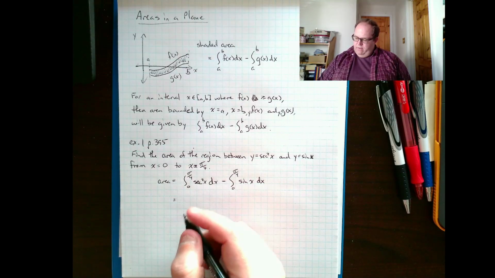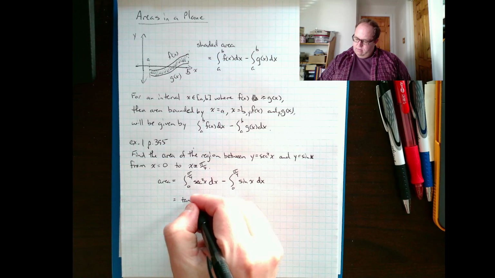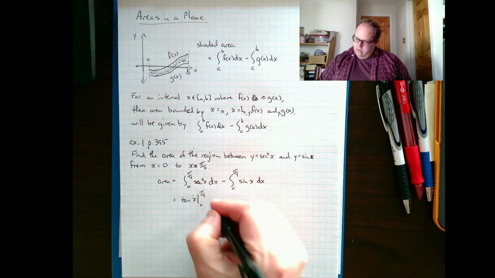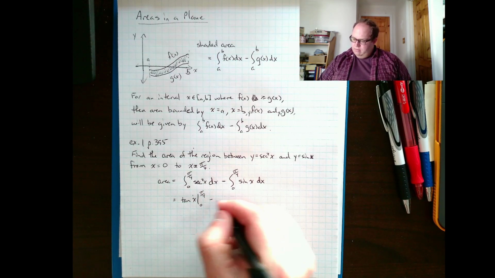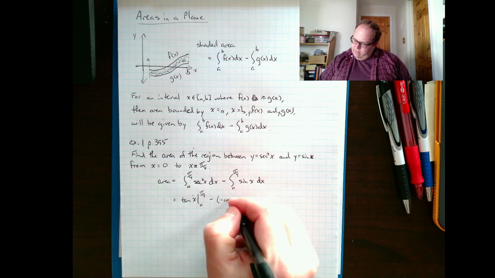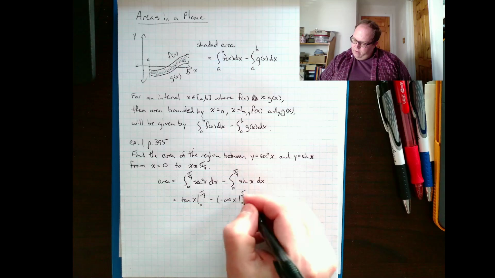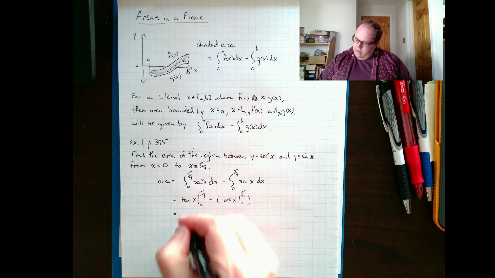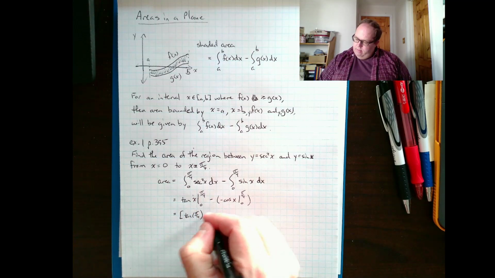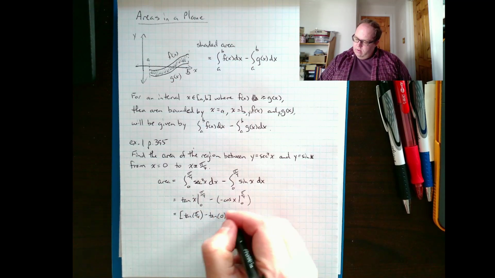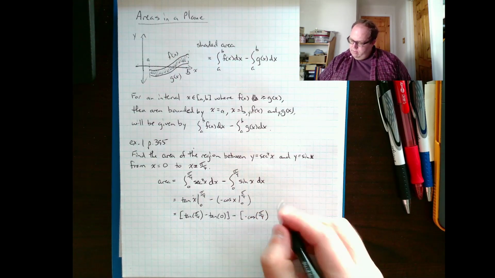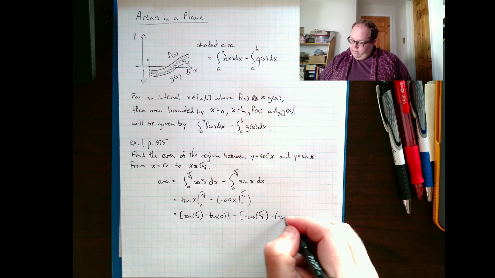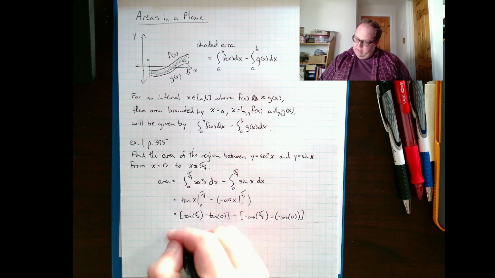Now, the antiderivative of secant squared is tangent, and the antiderivative of sine is negative cosine, which means, well, I'll leave it at that for now, negative cos x from 0 to pi over 4. Tangent of pi over 4 minus tan 0, minus negative cosine pi over 4 minus negative cosine of 0. A lot of negative signs buried in all this.